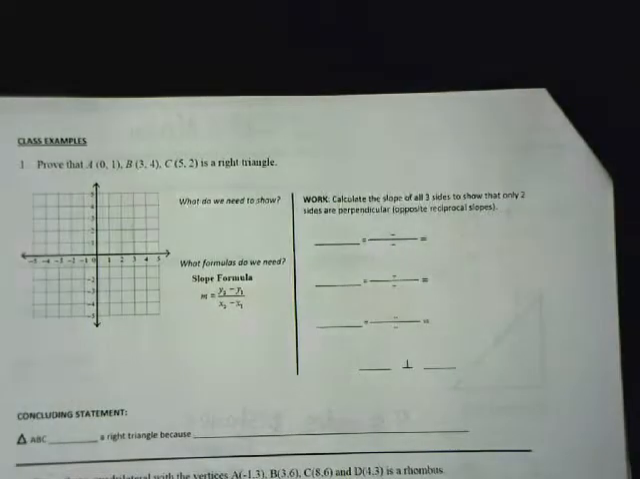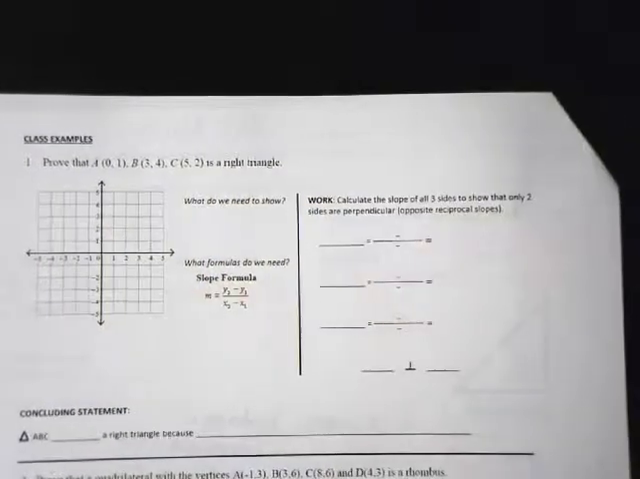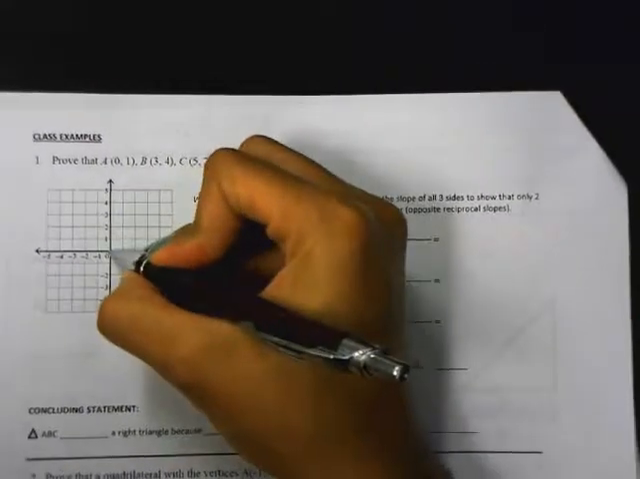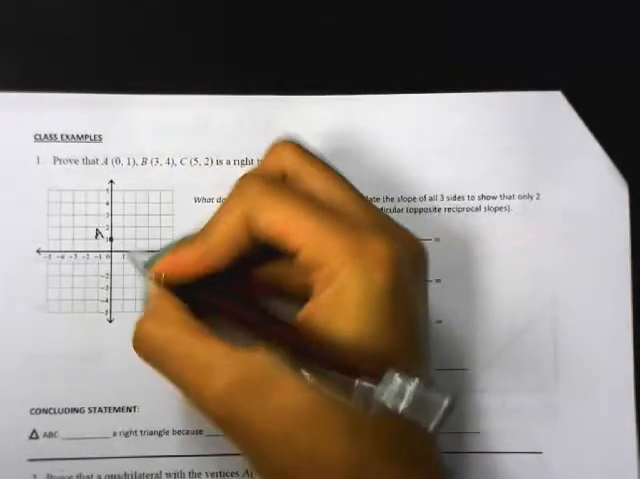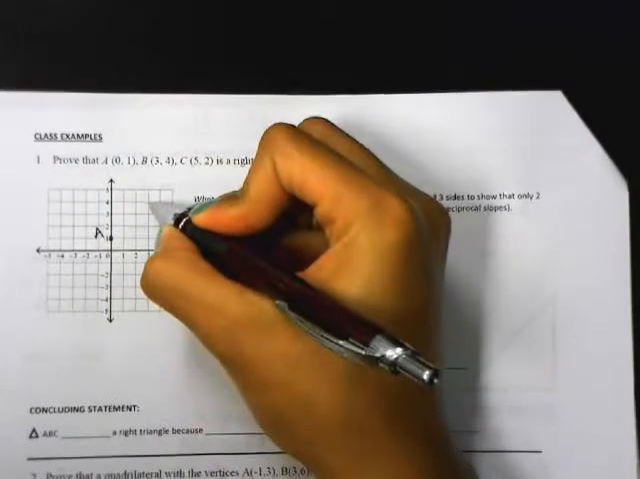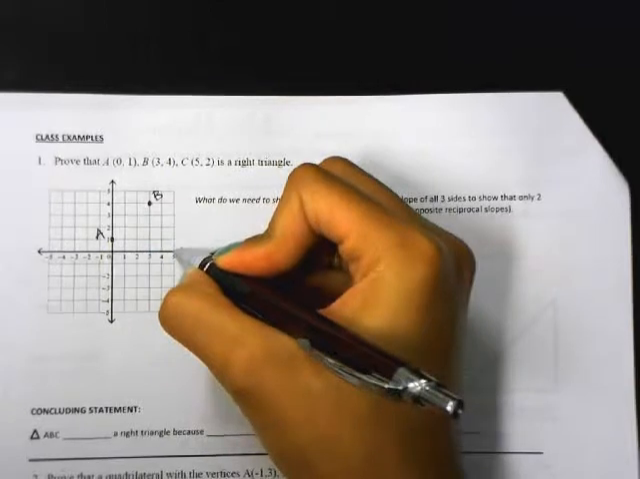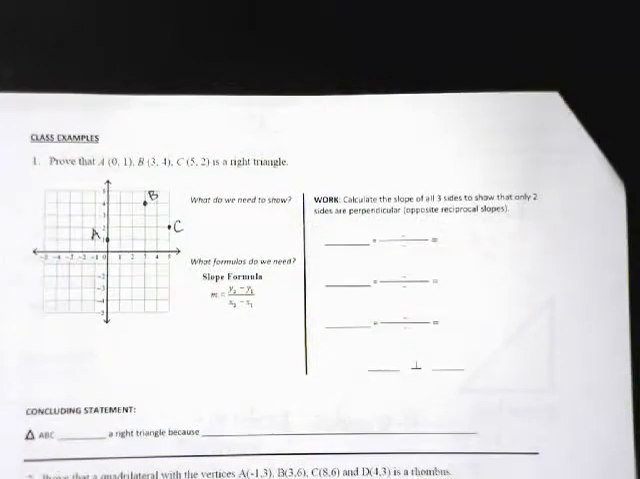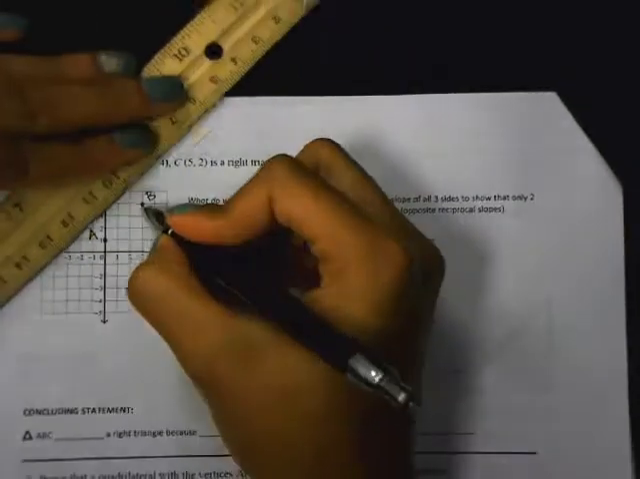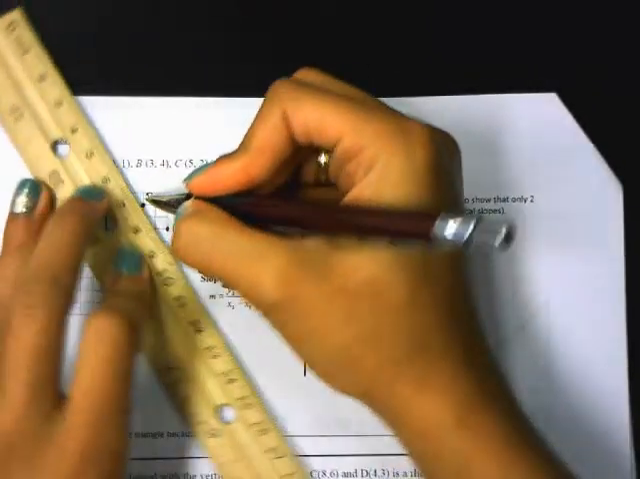Alright, number 1, prove that ABC is a right triangle. Let's go ahead and graph these. A is at (0, 1). B is at (3, 4), and C is at (5, 2). Okay? After you plot those points, grab your ruler and connect them. And again, we're trying to prove that this is a right triangle.